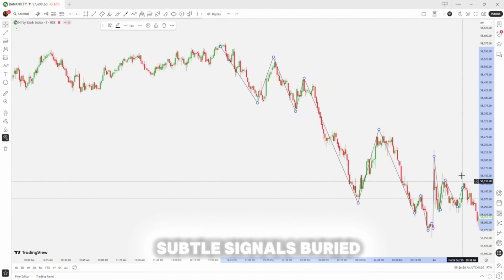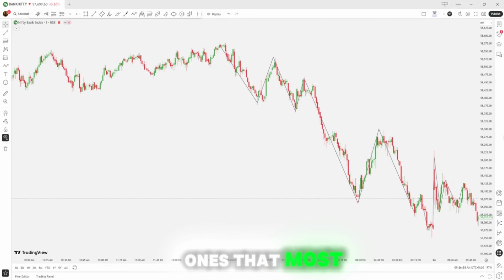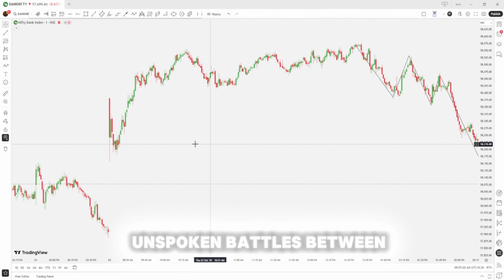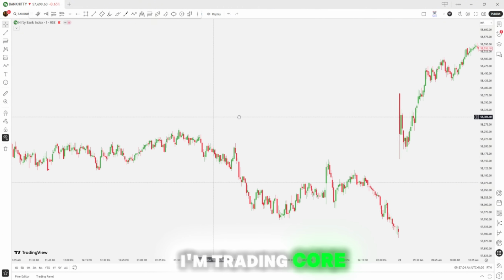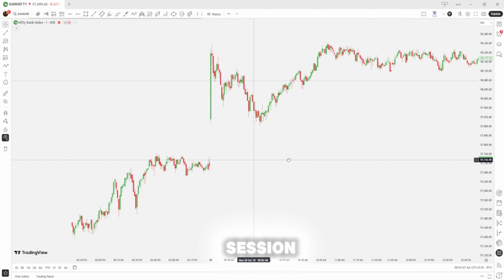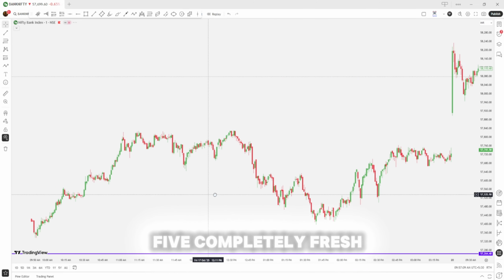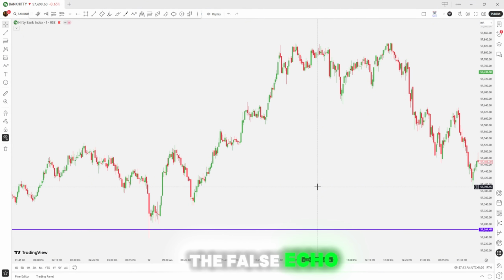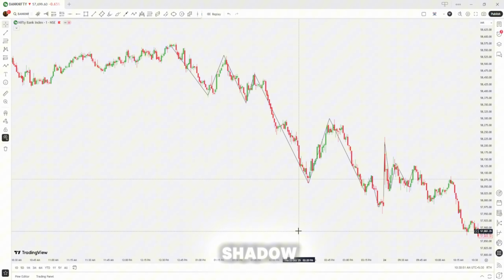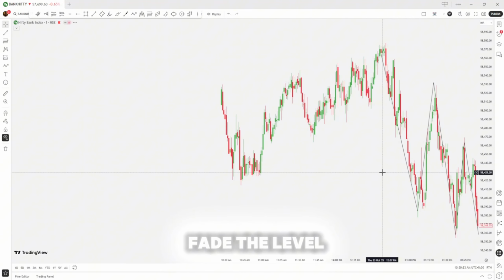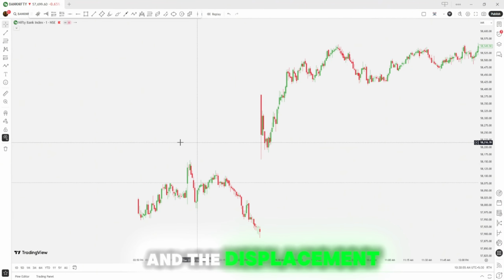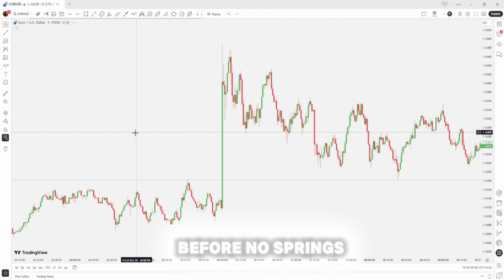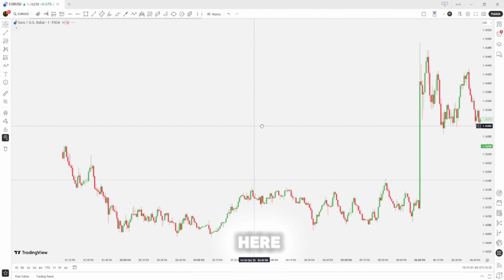These are the subtle signals buried in the noise, ones that most traders overlook because they demand patience and a keen eye for the unspoken battles between buyers and sellers. I'm Trading Core, and in this session, we're cracking open 5 completely fresh, lesser-known price action concepts tailored for the Indian market: the false echo reversal, the compression shadow, the momentum echo fade, the level echo trap, and the displacement echo chain. No repeats from before, no springs, no sweeps, no gaps or stacks here.